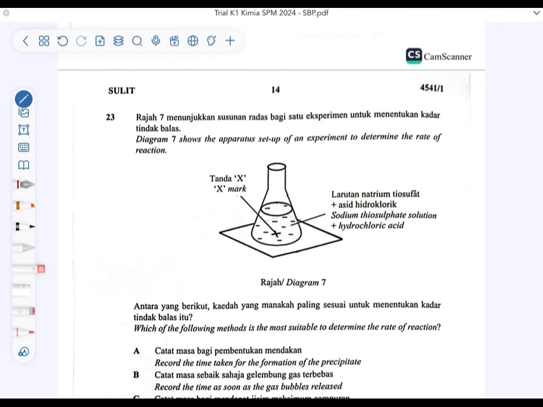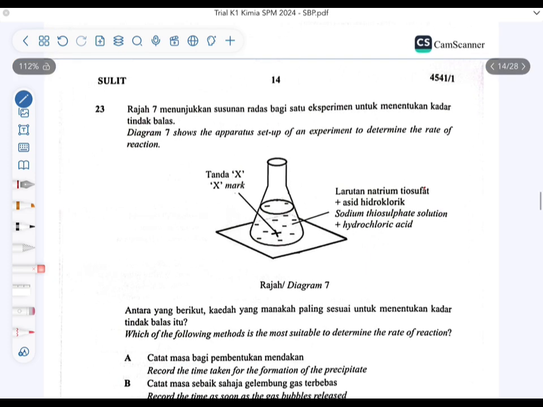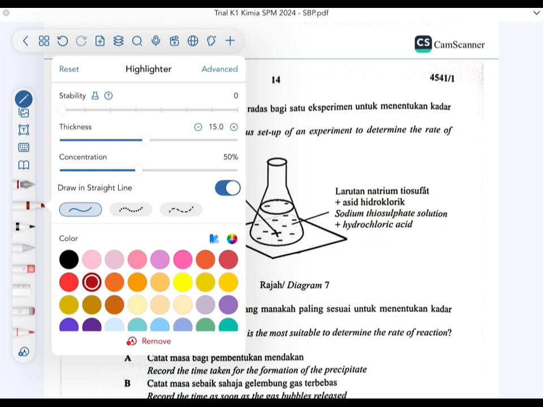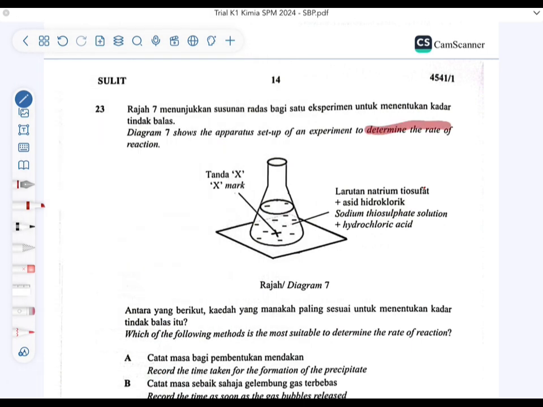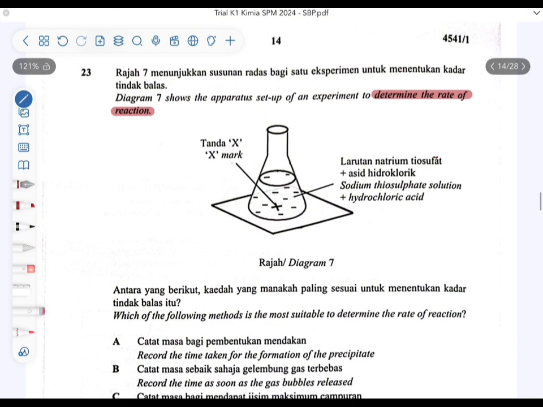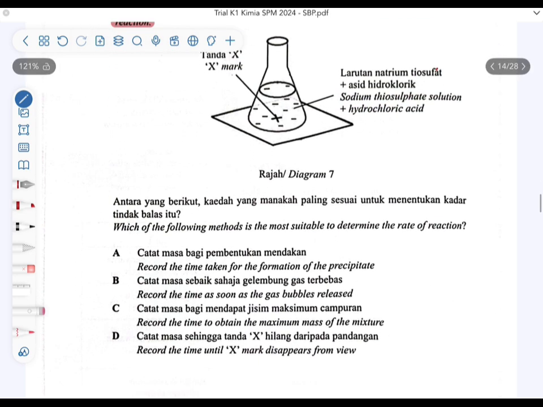Okay, so let's continue the discussion of the questions. This is the diagram that shows the apparatus setup for the experiment to determine the rate of reaction. We know that this is related to the chapter on rate of reaction. We have a conical flask, and then we have an A4 paper with an X mark. Inside the conical flask, we have the sodium thiosulfate solution with the hydrochloric acid.